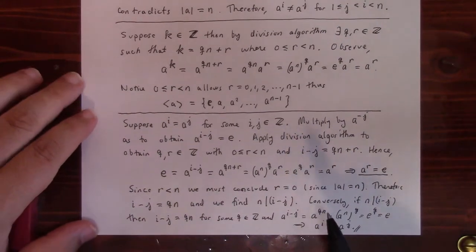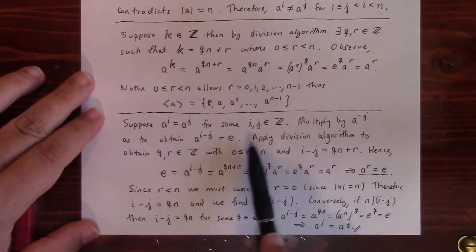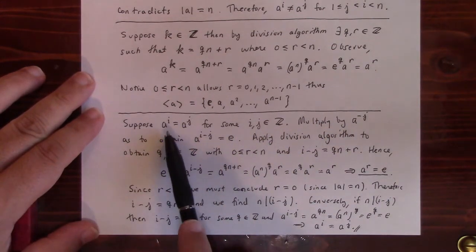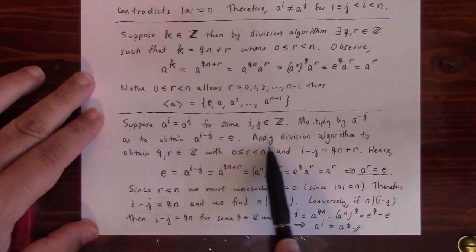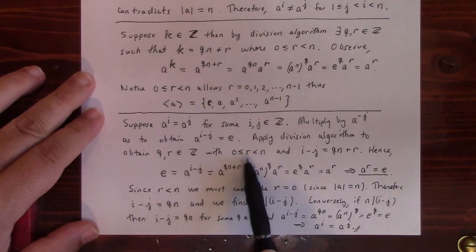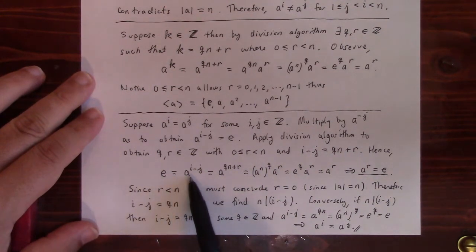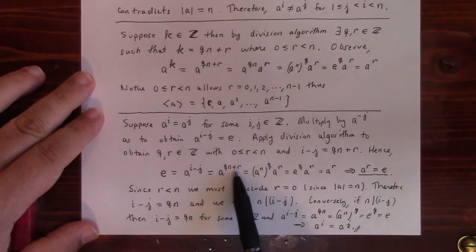suppose that a to the i is equal to a to the j for some i and j. Well, then you can multiply by a to the minus j to obtain a to the i minus j equal to e. Then we can apply the division algorithm, again, to obtain q and r such that i minus j is qn plus r. Hence, e is equal to a to the i minus j is equal to a to the qn plus r.